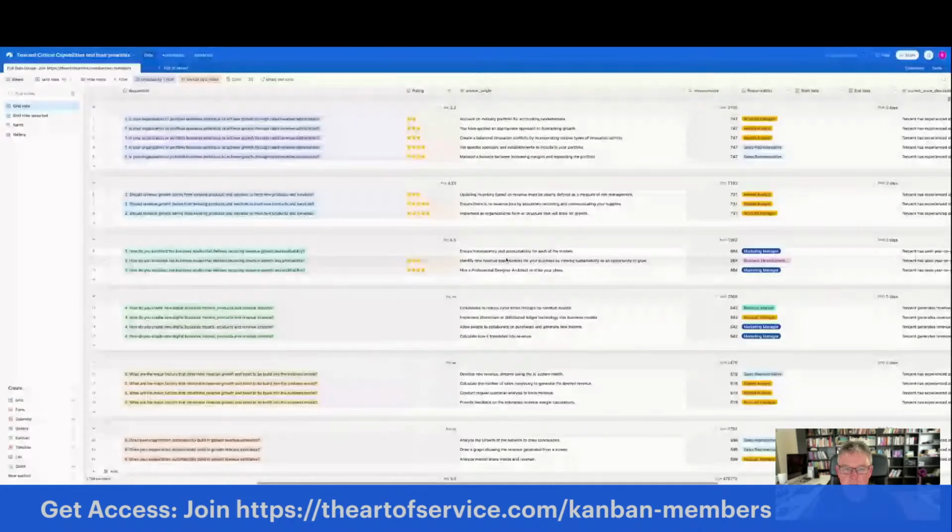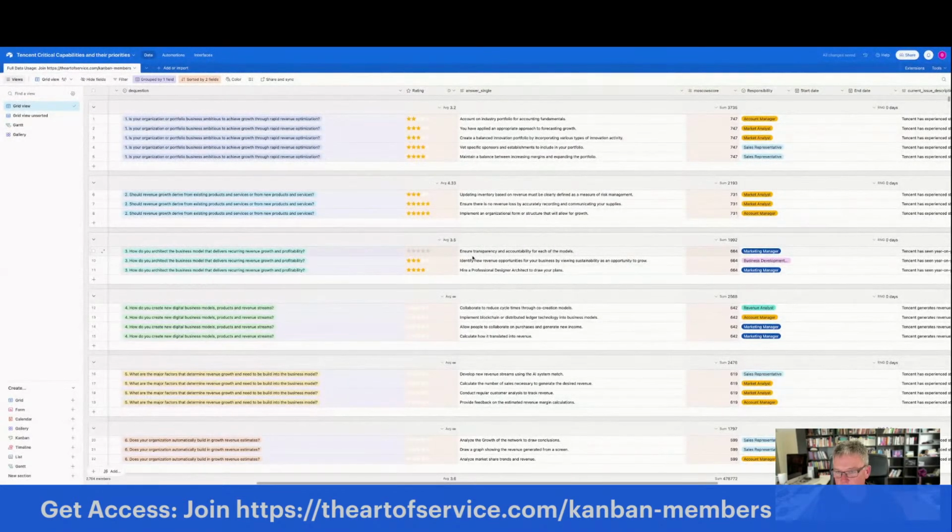Ensure transparency and accountability for each of the models. Ooh, growth and profitability. We could be stronger in that. So here we have the people that are related to that, so we can assign tasks to those people as well. Now, let's do two more questions.